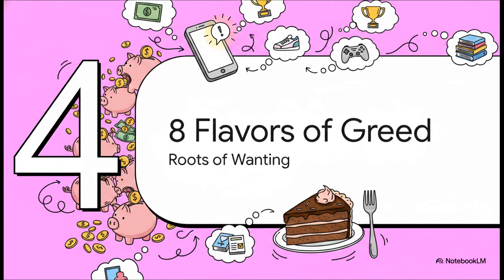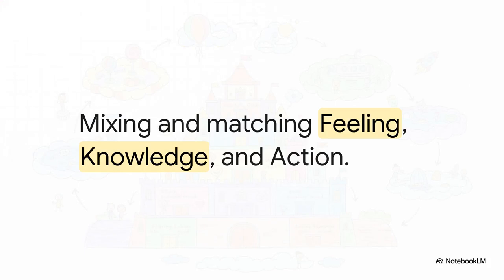Let's break that down in Section 4, the 8 flavors of greed. Zooming into a feeling we all know intimately, just wanting stuff, the text breaks greed down into 8 highly specific combinations by mixing and matching 3 simple variables. It's kind of like character customization. Every single time you experience greed, your mind is making a selection from 3 either-or choices: feeling, knowledge, and action. Let's check out the first variable.